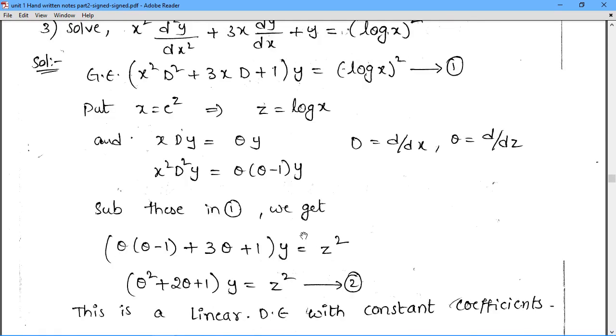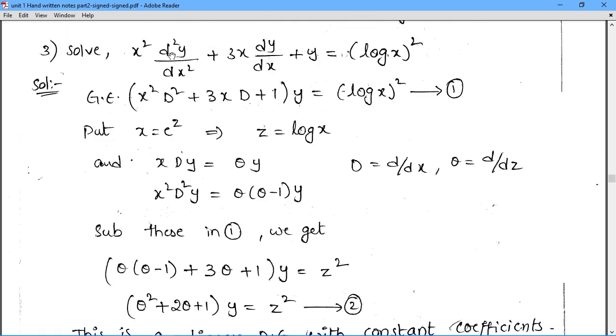Solve x square d square y by dx square plus 3x dy by dx plus y is log x whole square. Clearly, the given equation is a Cauchy-Euler's equation of second order. First writing the operator form. That is, the operator form is obtained by replacing d by dx with capital D and d square by dx square with capital D square. This can be solved by substituting x as e power z and z as log x. X dy is theta y.